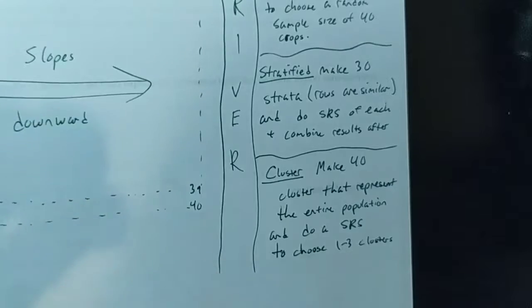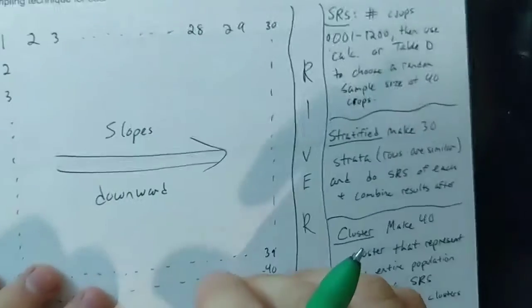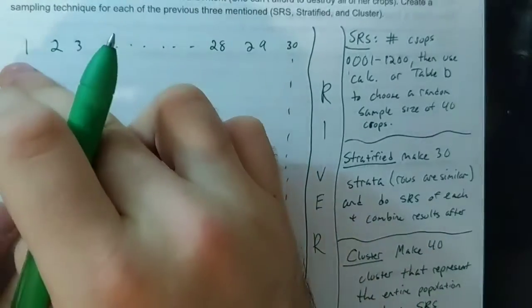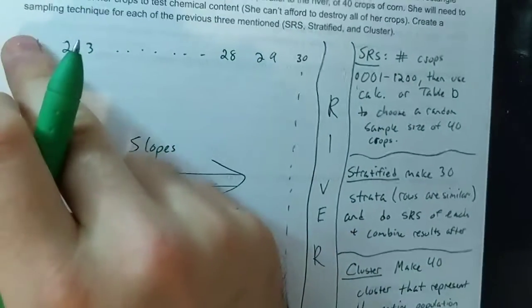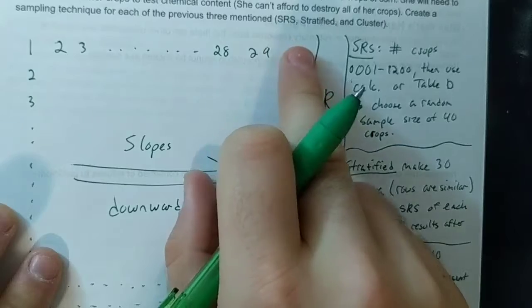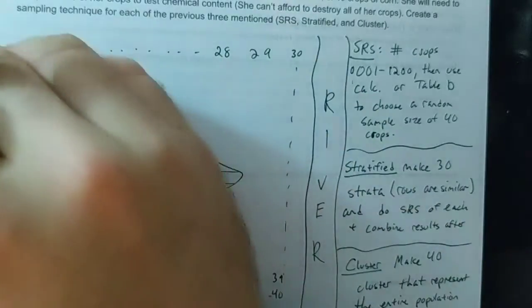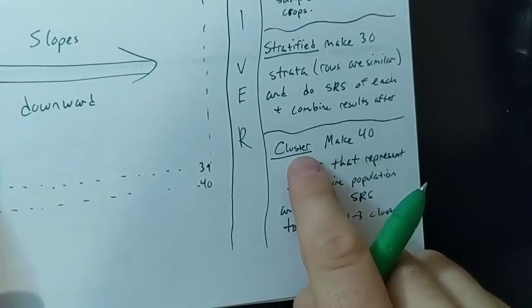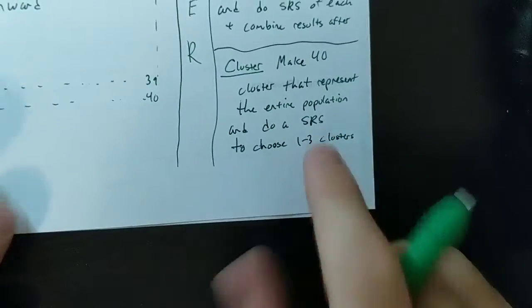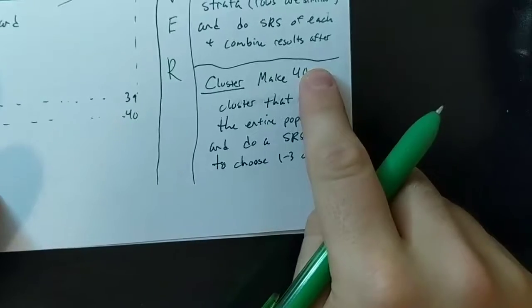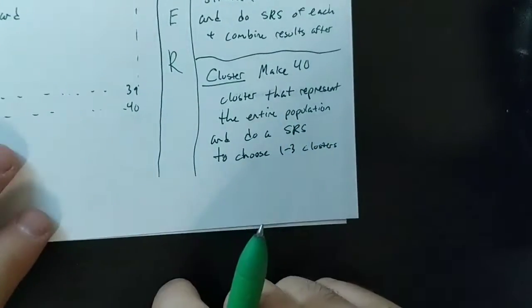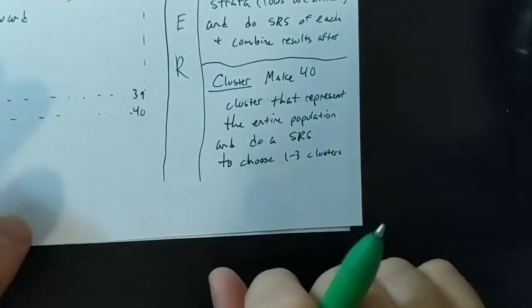Clusters, you find clusters by finding groups that are representative of the entire population, or it's like a mini population, and that was going in this direction. You had crops that were furthest away from the river, you had crops that were closer to the river, and everything in between, that represents the entire population of crops here, and that's what made up our clusters. You do a simplified random sample of the entire set of clusters, which there are 40. We, in this case, chose 1 to 3, and that'll be your sample.